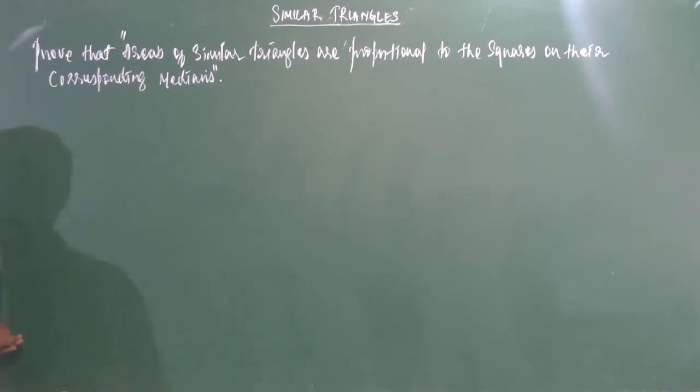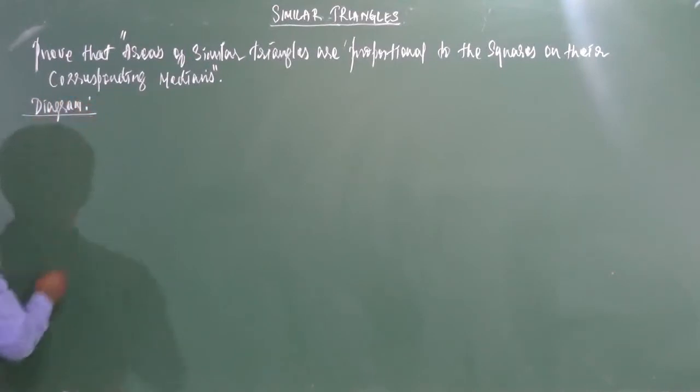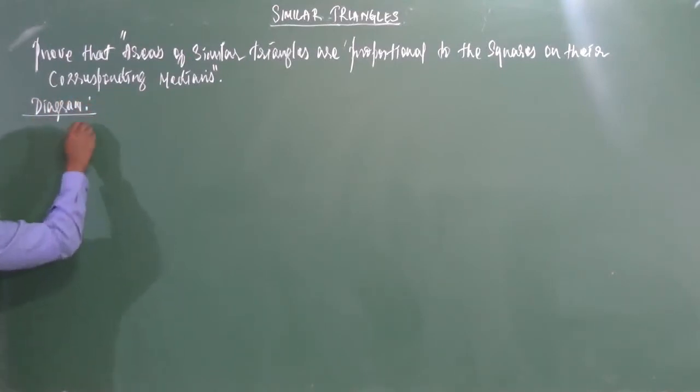So let us go with the diagram. Very important. We have to practice this well. So diagram. So we have to draw two triangles.